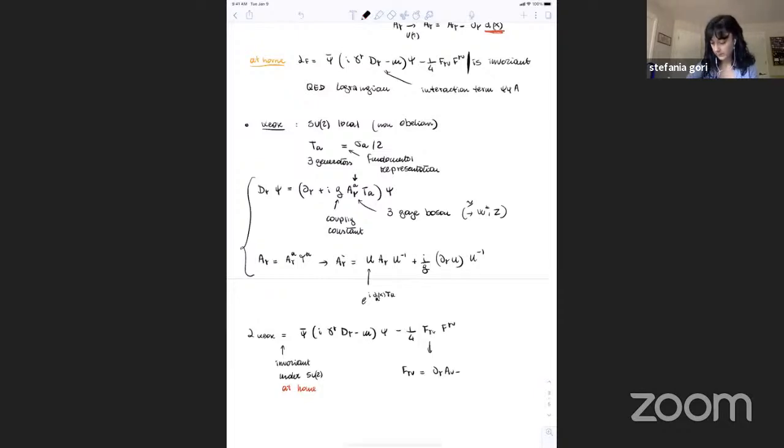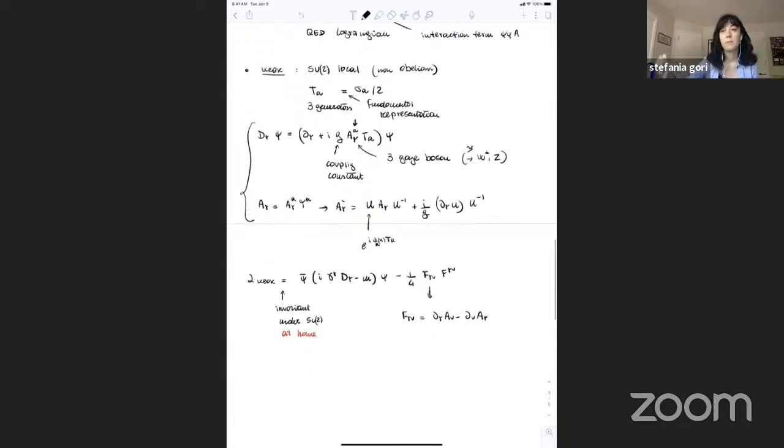So what I need to do: this would be my field strength in the case of electromagnetism, but now I need to add this extra term that is the commutator between A mu and A nu. And in this way, again, you can check that this term is invariant under my SU2 transformations.